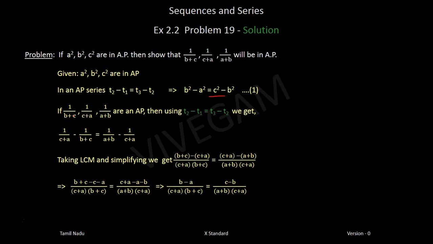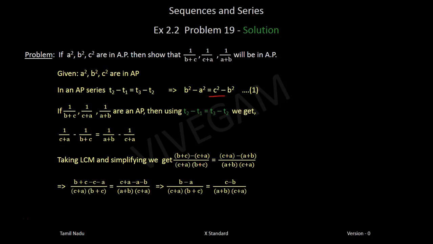Now let's assume these are the three terms. Let's assume that they are in AP, which means this minus this, 1 by c plus a minus 1 by b plus c, equal to t3 minus t2, that is 1 by a plus b minus 1 by c plus a. Now take LCM for LHS and RHS. So LCM for these two is a product of these two, so c plus a and b plus c. C plus a will cancel this, it will go b plus c. So b plus c into 1 is b plus c. Then you put a minus sign here. B plus c will go c plus a times. So b plus c into 1.